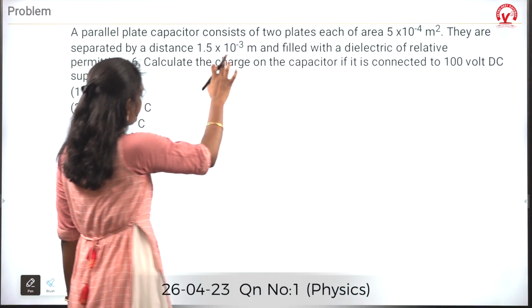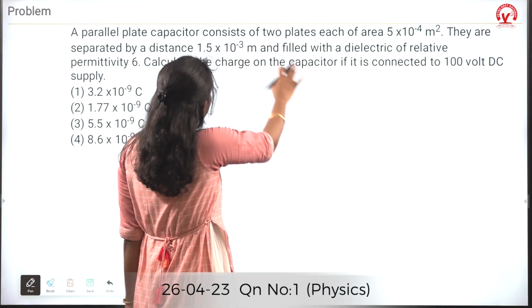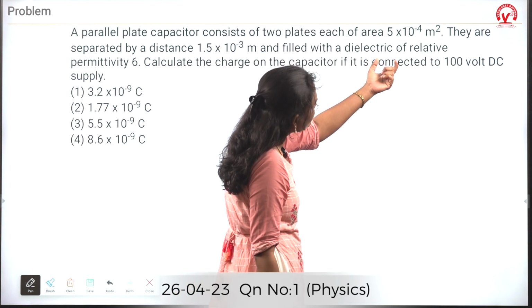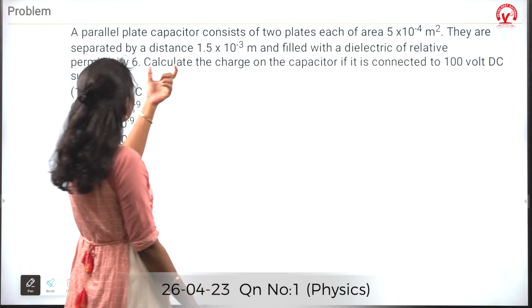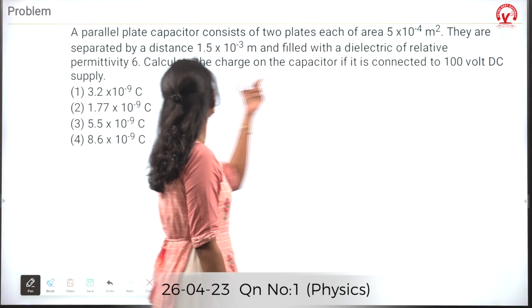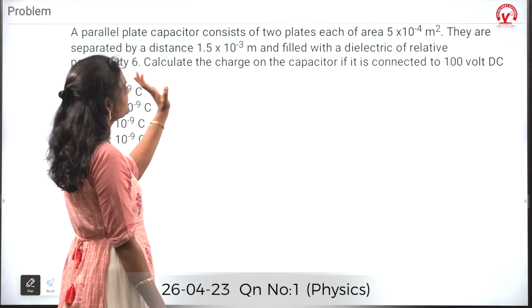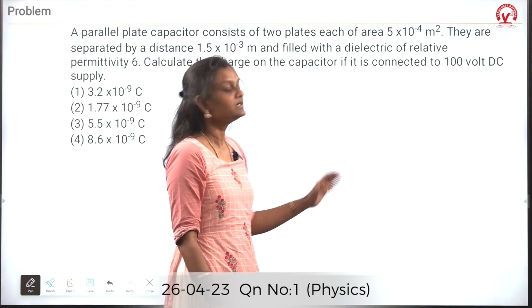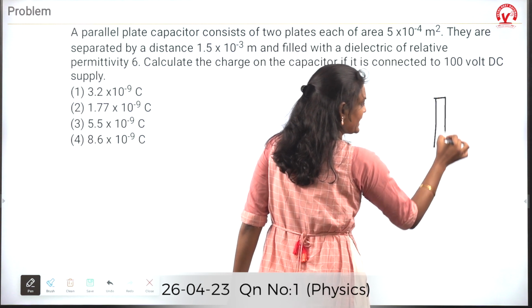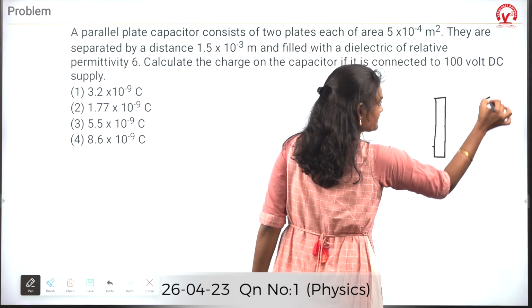A parallel plate capacitor consists of two plates, each of area 5 × 10^-4. They are separated by some distance, and the dielectric of relative permittivity is given as 6. We need to calculate the charge of the capacitor. Okay, now taking a parallel plate capacitor.